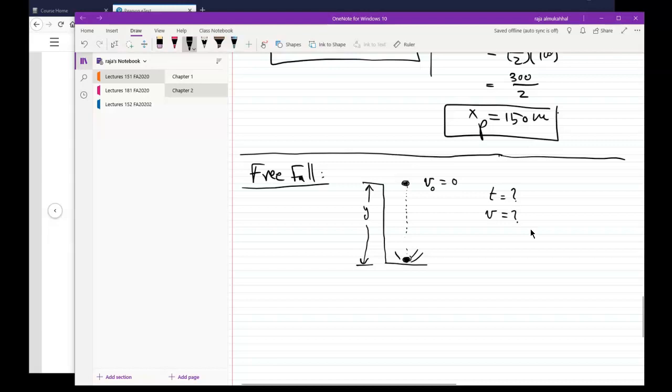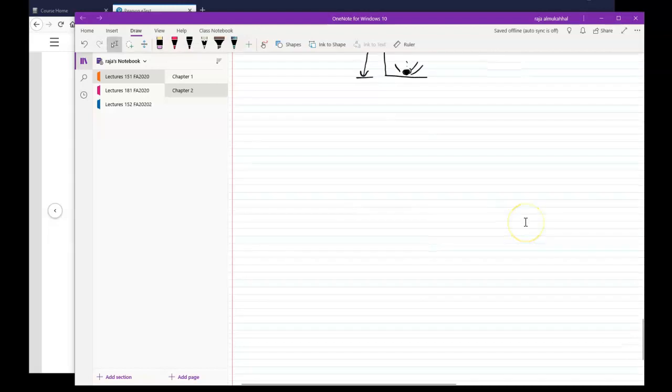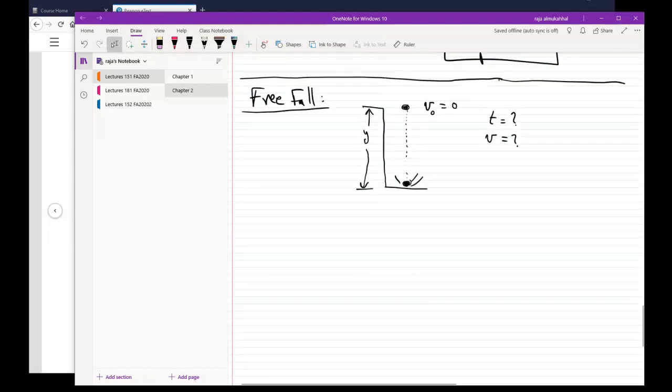Again, we can use the kinematic equations, the ones we are familiar with. Let me talk a little bit about them and show you how we can change them slightly to fit our problem. So we have here v equals v naught plus at, v squared equals v naught squared plus 2ax, and then x equals v naught t plus 1/2 at squared.